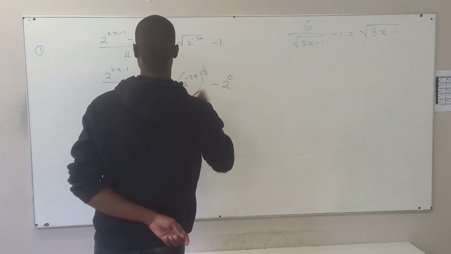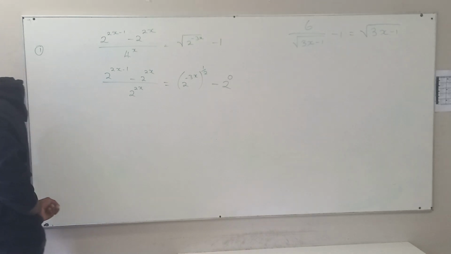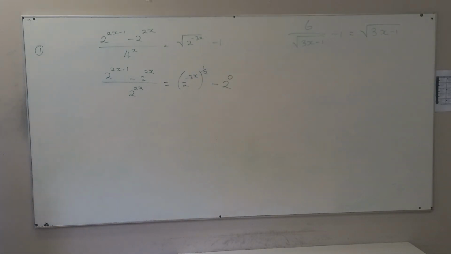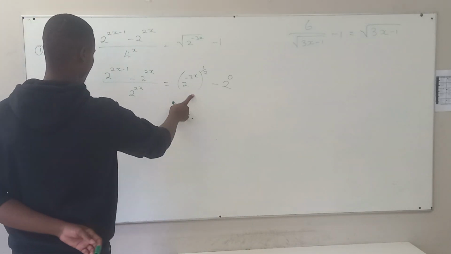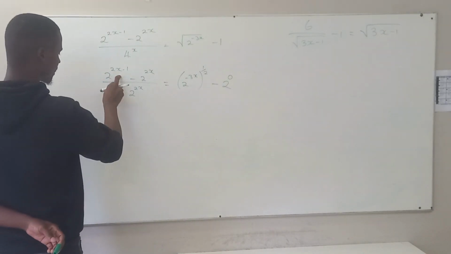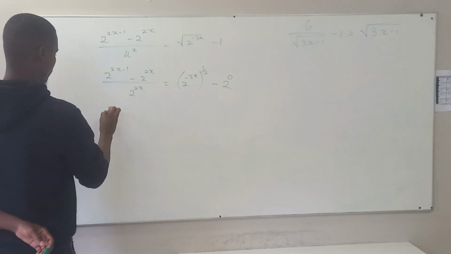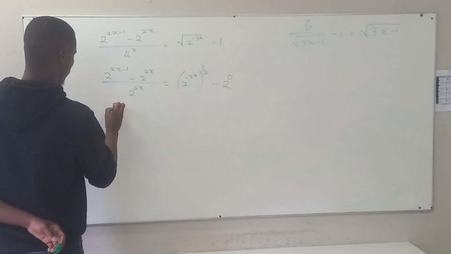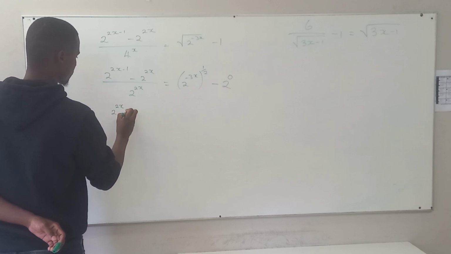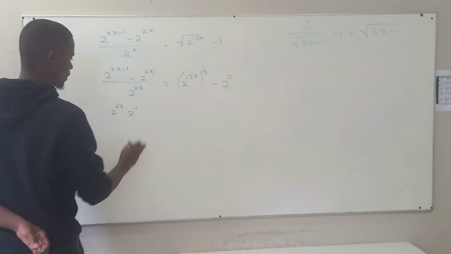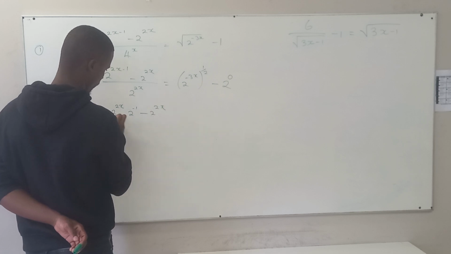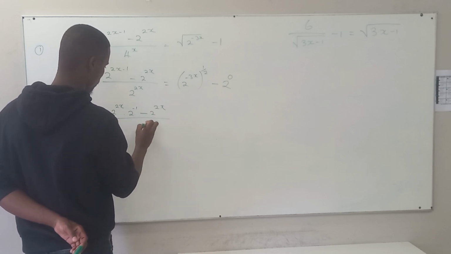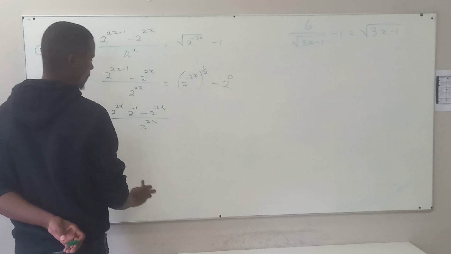to the power 0. I'm just changing everything so that everything is 2 to the power something, right? Let's multiply this one, and then let's expand this one. So it's going to be 2 to the power 2x multiplied by 2 to the power negative 1 minus 2 to the power 2x divided by 2 to the power 2x.